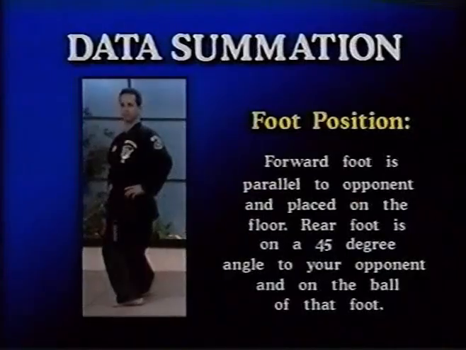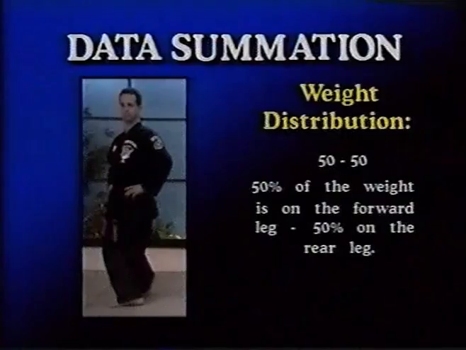Data summation of the front twist. Foot position. Forward foot is parallel to the opponent and placed flat on the floor. Rear foot is on a 45-degree angle to your opponent and on the ball of that foot. Weight distribution, 50-50. 50% of the weight is on the forward leg, 50% on the rear leg.